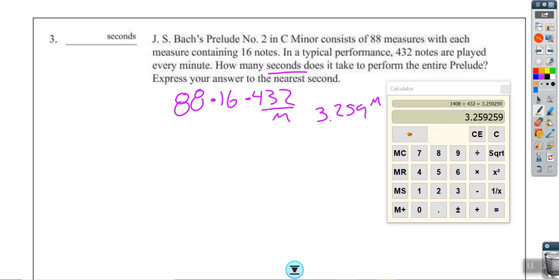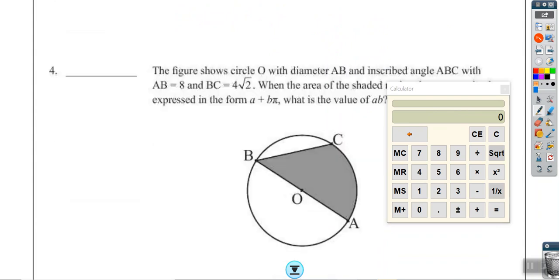Well, okay. So we want to know how many seconds it is, right? So we're going to multiply this by 60, and we get 195.5 repeating seconds. Well, that rounds up to 196. Again, most people got that one. Okay, everyone got that right. But hey, it's good to go over it since we're on this page anyways.